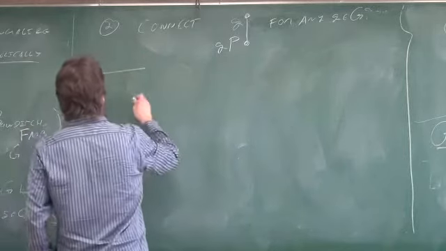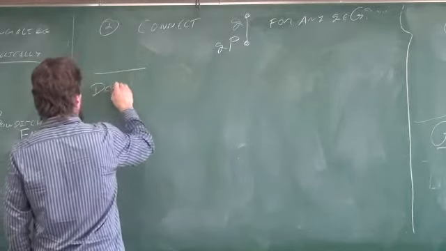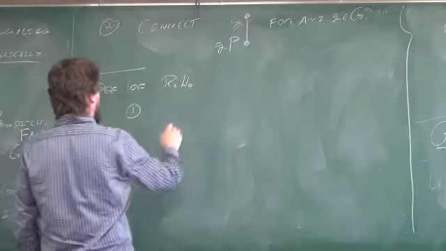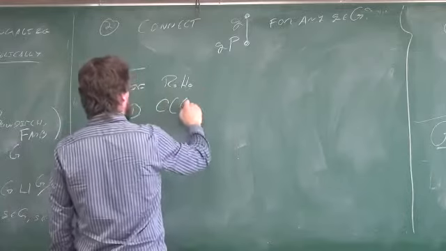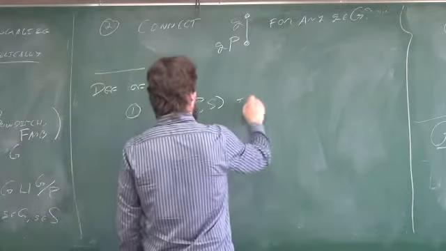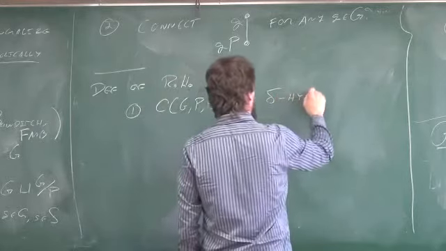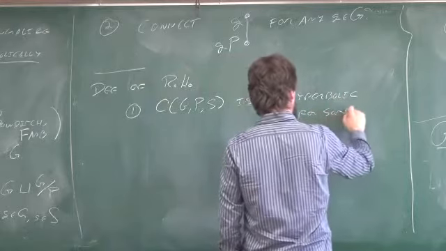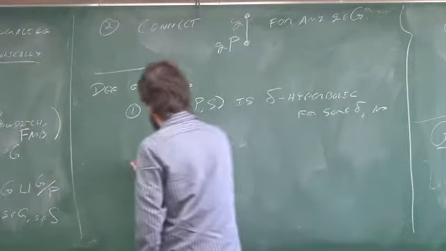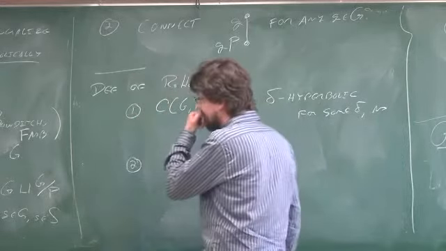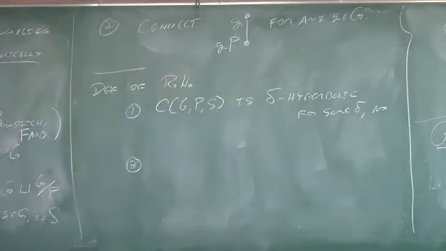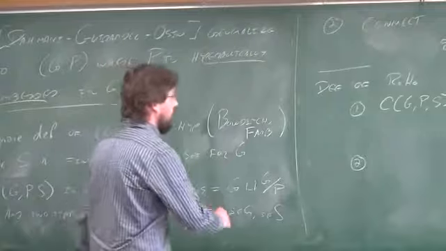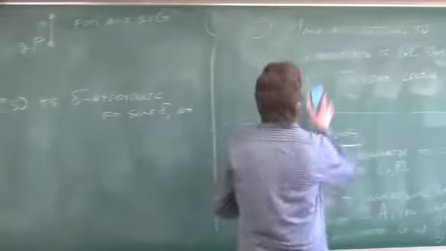Okay, so now here's the definition of relative hyperbolicity. One, this graph C of G, P, S should be delta hyperbolic for some delta. And two, if I look at removing the vertex corresponding to P, so what is the picture here? Let me draw a picture before I write this down.